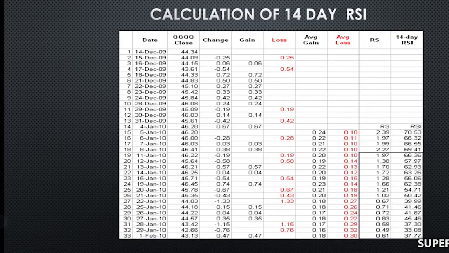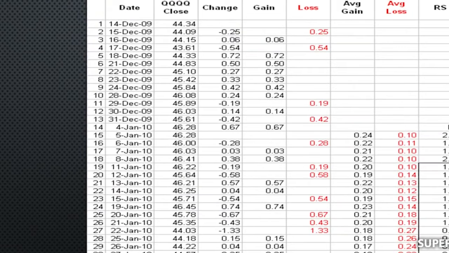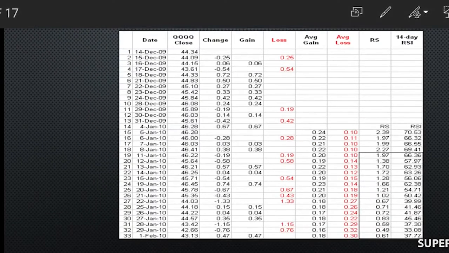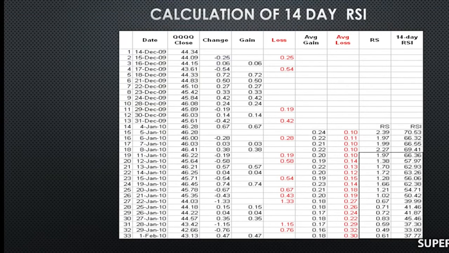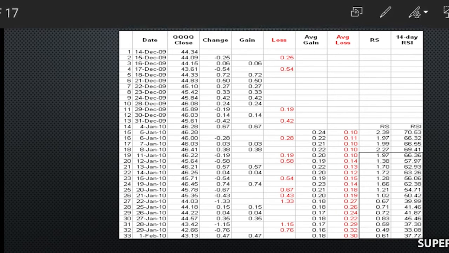Here, in this calculation of a 14-day RSI, we have the dates, the closing prices, and the change in the closing price. That is, the first day's closing price is 44.34 and the second day's closing price is 44.09. Then the change in the closing price is minus 0.25 because the price is reduced. If the price is reduced, it is considered a loss, so we have written it here in the loss column.